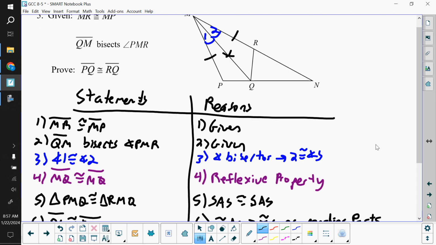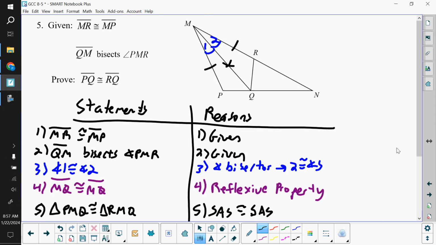Moving over to number 5. Our givens gave us a side, then we have angle bisector implies two congruent angles. When you trace your angle PMR, M is the middle letter, so M is where all the action is happening. So notice I labeled those 1 and 2, so those are the angles we get congruent. Then you've got a reflexive property, MQ congruent to MQ. Triangles are then congruent by side, angle, side.